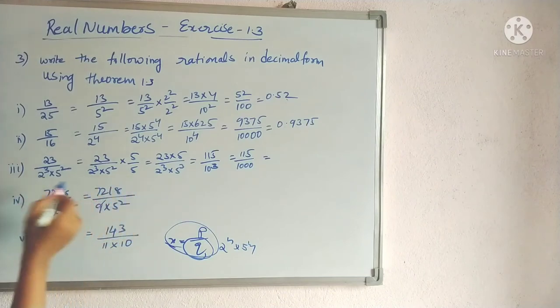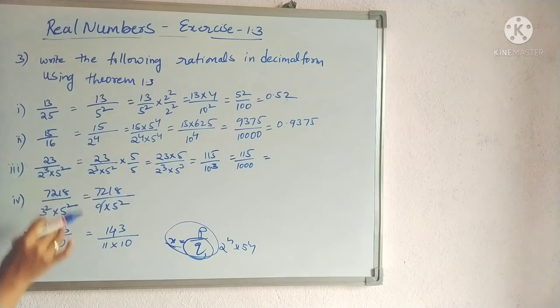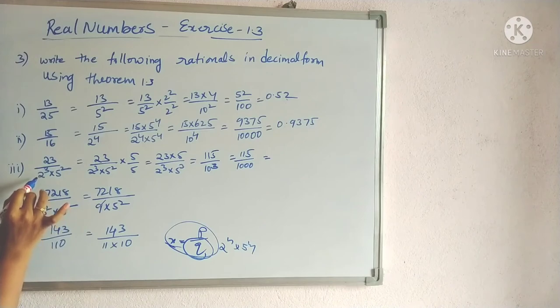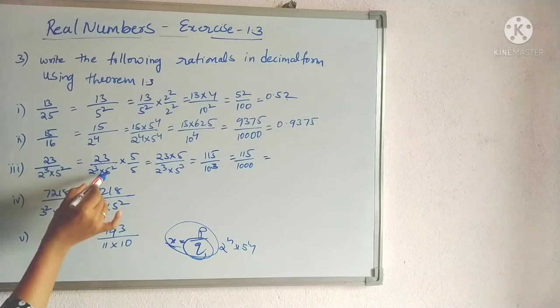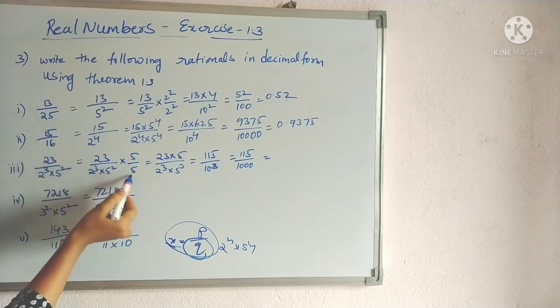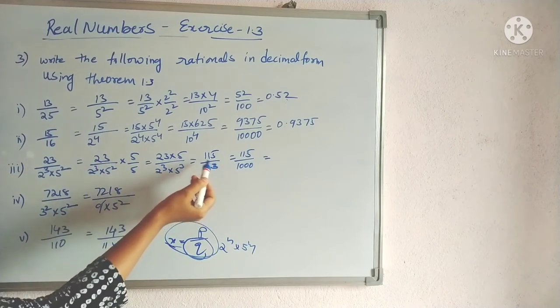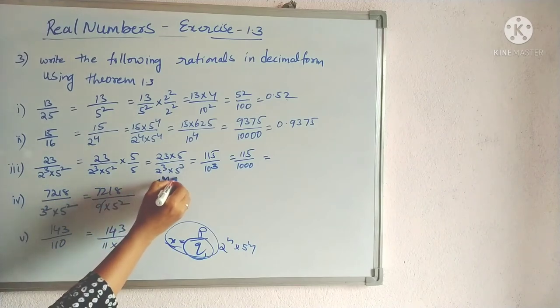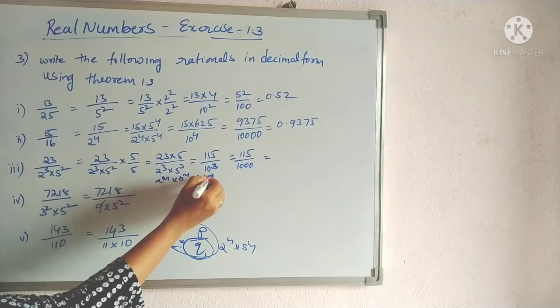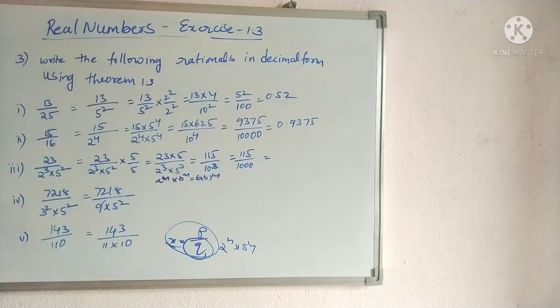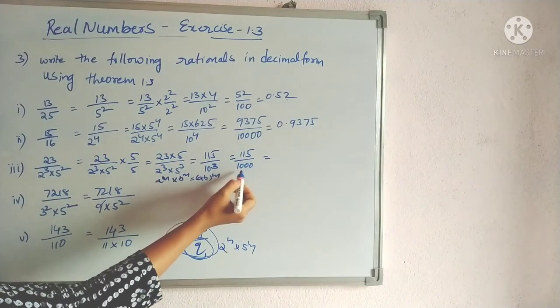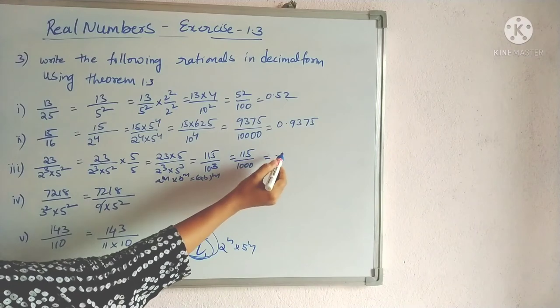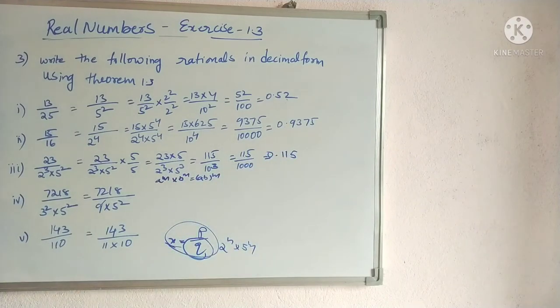And here the third one also. Here 2 cube into 5 square we have. No need of finding the prime factors, they are already given. But the powers are not equal, right? So we should equalize those powers first of all. So 2 cube, to get 5 cube, we should multiply with 5, both numerator and denominator. So 2 into 5, 10 cube, 115. I already told you, a power m into b power m is a into b whole power m. So 2 cube into 5 cube is 2 into 5 whole cube. So 115 by 1000. How many zeros are there after 1? 3. So after the decimal point, 3 digits must be there. So this is 0.115.